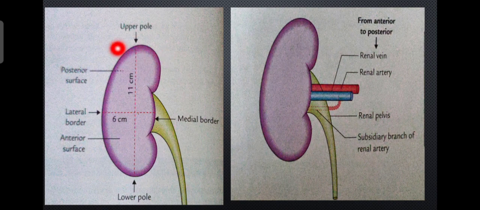Then the upper pole is related to the suprarenal gland. From its name itself, we can identify that it is present just above the kidney. They are nothing but the adrenal glands. Then the lower pole, which is thin and pointed, is above the iliac crest, about a distance of 2.5 centimeter. So this is an important surface marking.